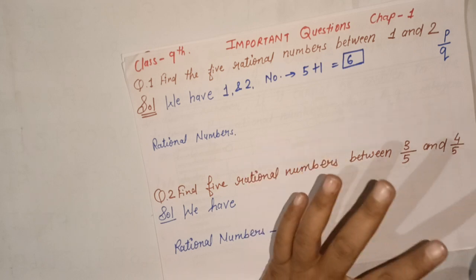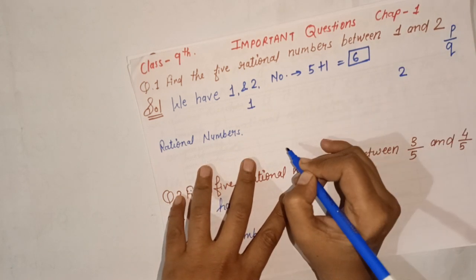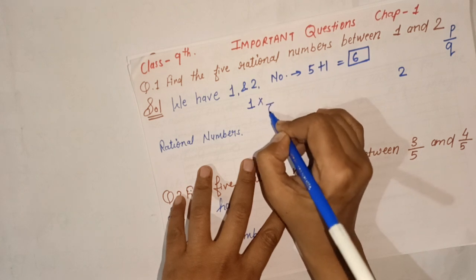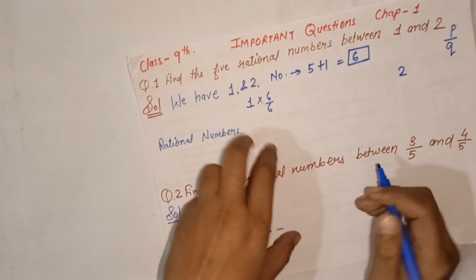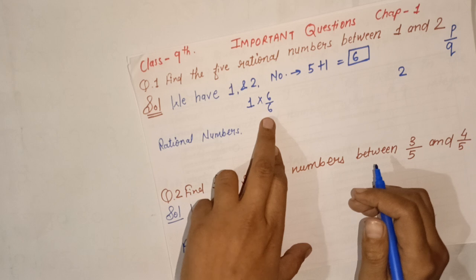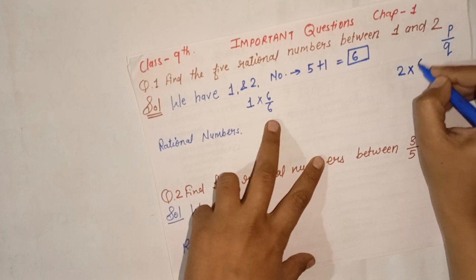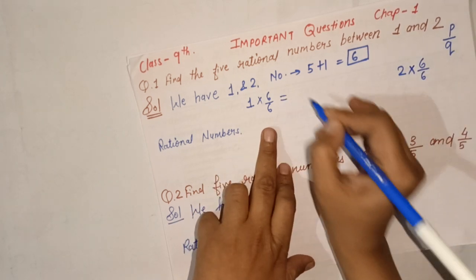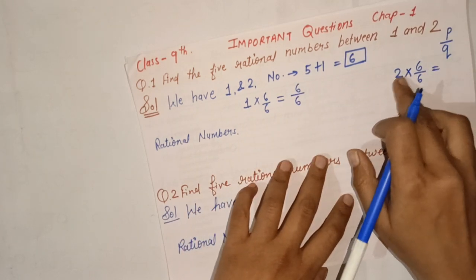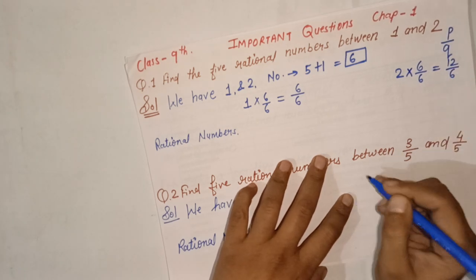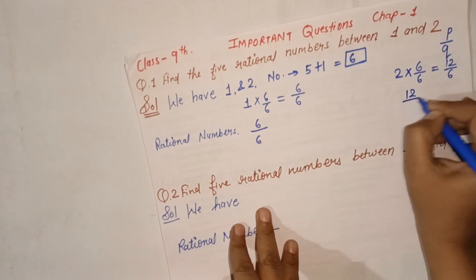That we understood. Now we can write 1 and we can write 2. Now if the denominator becomes 6, we can get the numbers between 1 and 2. So we are simply going to multiply 6 upon 6 with 1. And also here we are multiplying 6 upon 6 with 2. Then we get 6 upon 6 here, and then 2 sixes are 12, that is 12 upon 6 here. So we can write rational numbers between 6 upon 6 and 12 upon 6.